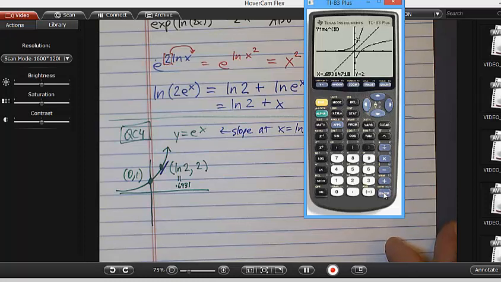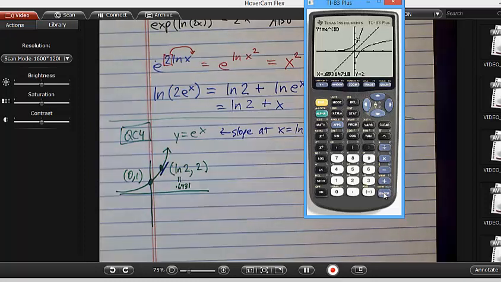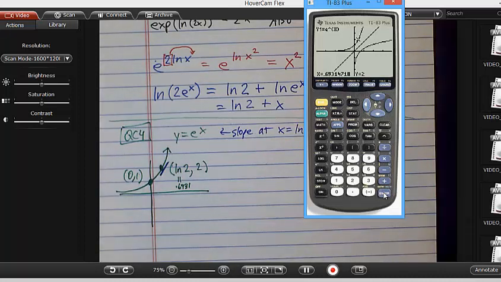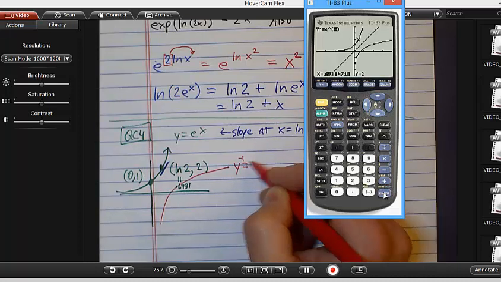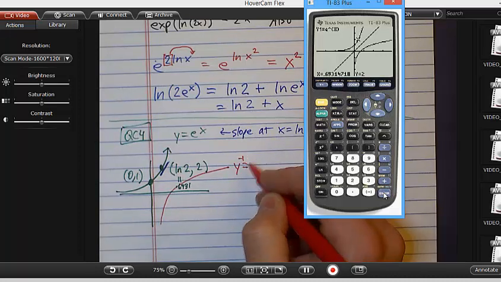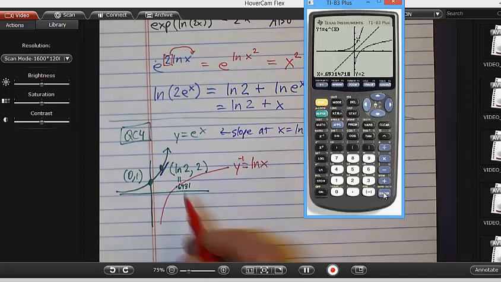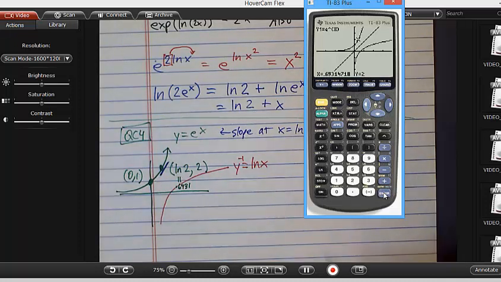Let's suppose we didn't know what the derivative of e to the x is. If we didn't know, and our book doesn't think you know it yet, because our book doesn't know that I told you, what could we do? We do know the derivative of which function? Y equals, I'll call it y inverse. What's that? The natural log of x, right?